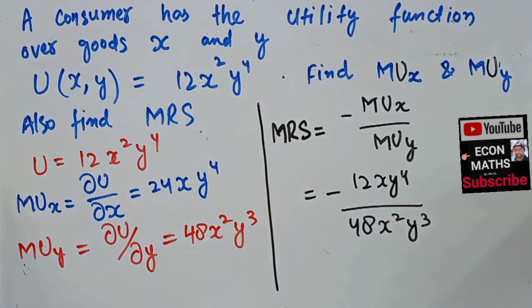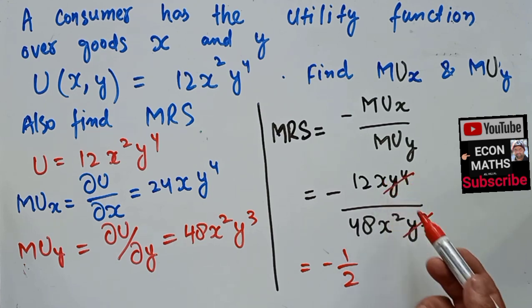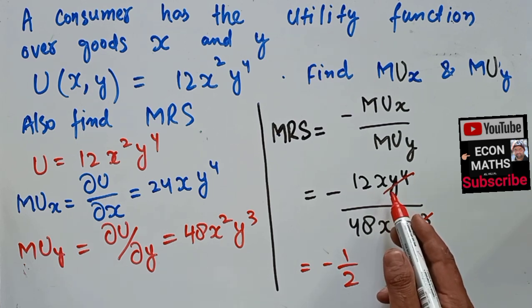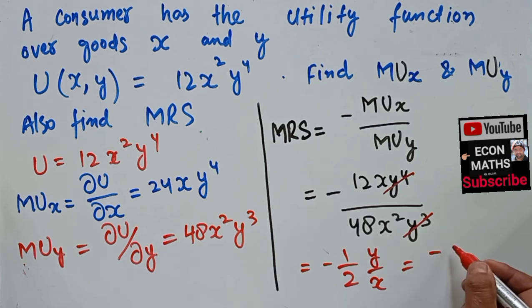Okay, so here we will get 24 upon 48 is equal to 1 upon 2, so one x will get cancelled here, y cube will get cancelled with y raised to the power 4, so we will get y upon x. So our MRS is minus y upon twice x.